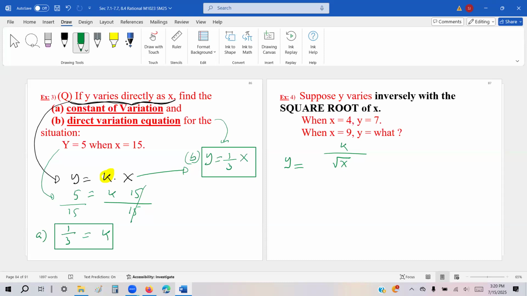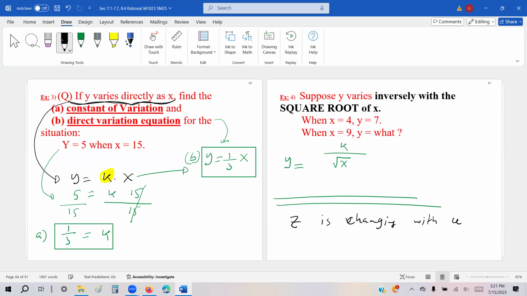Is it clear? Let me give you another scenario before we solve this, okay? Just a random scenario. Z is changing with cube root of A. Oh, I didn't say the relationship. Changing directly.